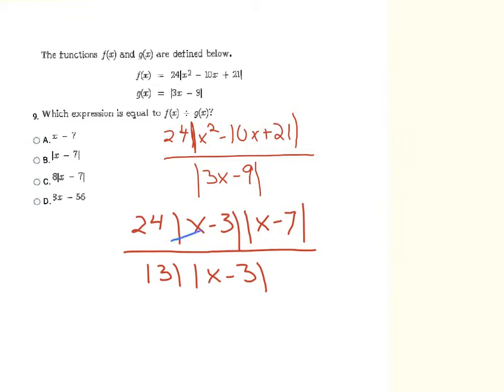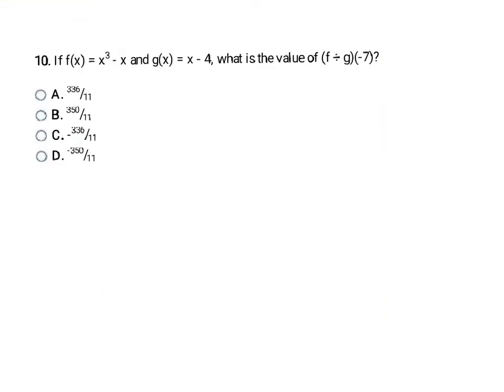Well, now that I have an absolute value of x minus 3 on the top and the bottom, I can go ahead and cancel those. And then here, the absolute value of 3 is 3, so I'm going to just write that as a 3. And now 3 and 24, the 3 cancels out, and then the 24 divided by 3 is 8. So once I do all my canceling, I'm left with 8 absolute value x minus 7, and I don't see anything else that I can simplify, so that's going to be my final answer, which is C.